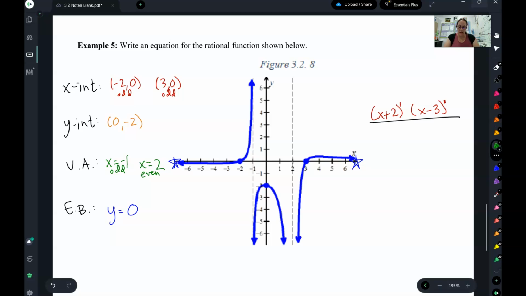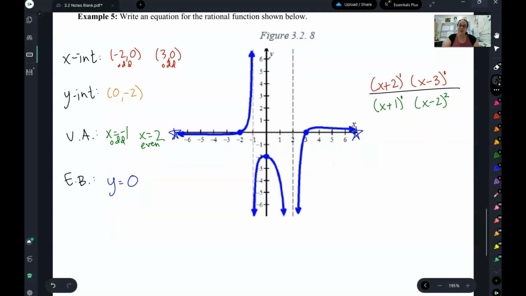Next, I know my vertical asymptotes come from the denominator. So if I have a vertical asymptote at -1, that's going to be x plus 1, and it's odd, so to the first power. And I have one at 2, so x minus 2, and this one's even, so I'm going to square it. So I've got a pretty decent equation right here.